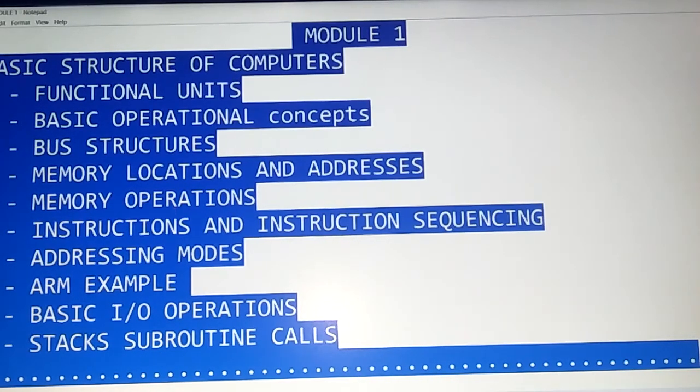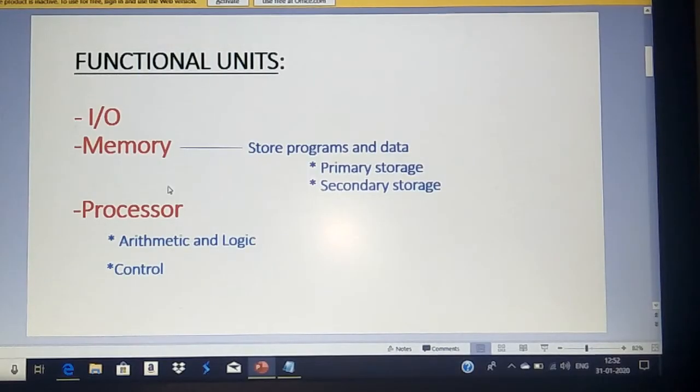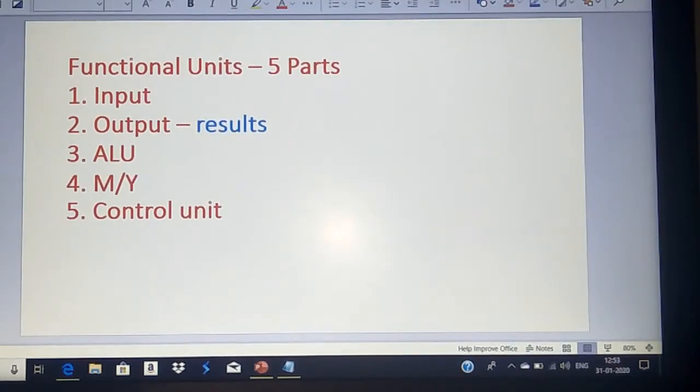That's all for basic structure of computers, and then the next one: functional units, basic operational concepts and bus structures. The functional unit consists of input, output, memory and processor. The memory stores programs and data and consists of primary storage and secondary storage. Then the processor consists of an arithmetic and logic unit and control unit. This functional unit can be divided into 5 parts: input, output, ALU, memory and control unit. Input is what we give through computer devices like keyboards, and output will be the final result we are obtaining.